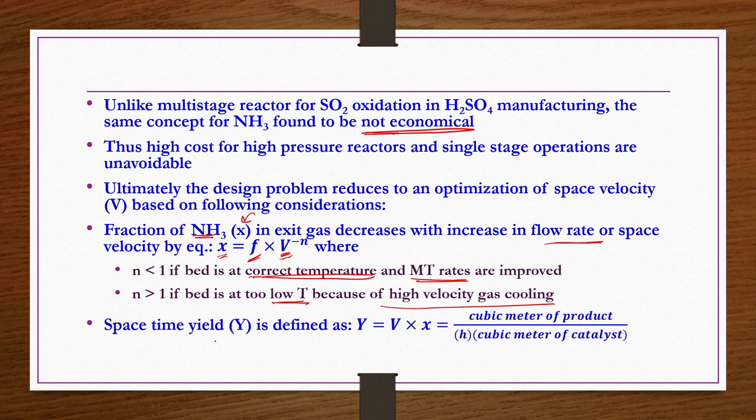Now, space-time yield, if you define it, is nothing but the fraction of ammonia in the exit gas multiplied by the space velocity, which you can put as cubic meter of product per hour per cubic meter of catalyst. If you substitute X here, there is a relation between Y and V. So Y is equal to V power 1 minus N, you can get.